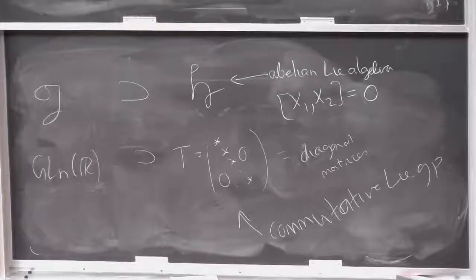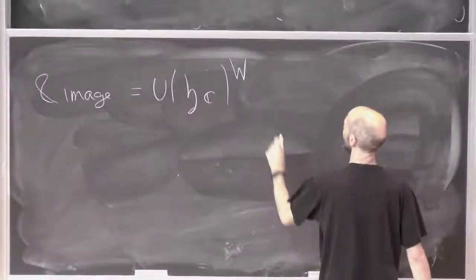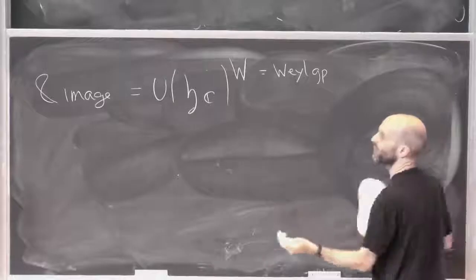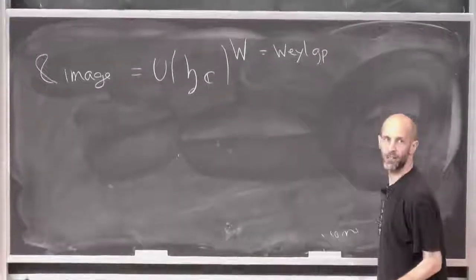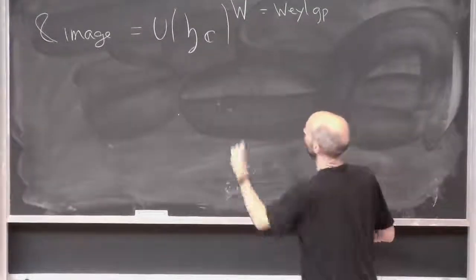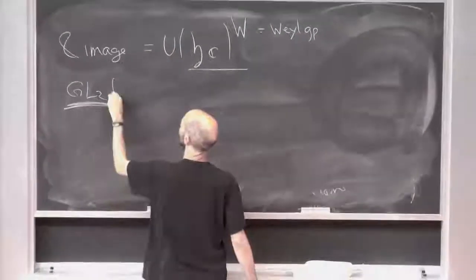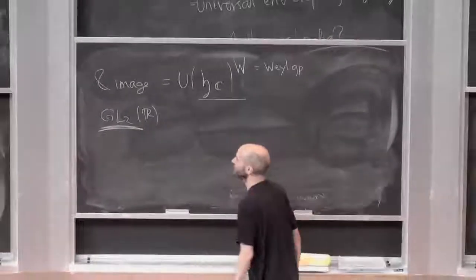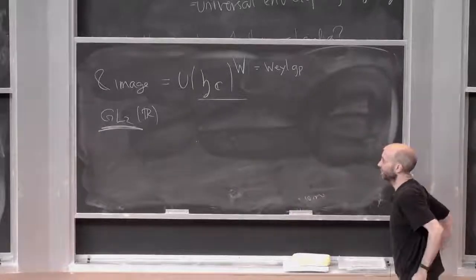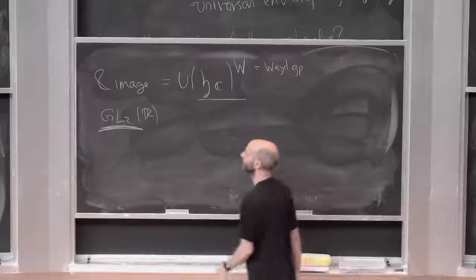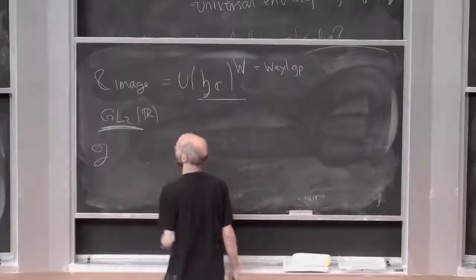It's the universal HC, the Weyl group invariance, where W is the Weyl group. If you know what Weyl groups are. Let's pretend you don't. Let me do GL2 of the reals, because GL2 of the reals is the only example that we need. It's the first non-trivial example. So let's try and figure out what's going on. So G is the Lie algebra of GL2.